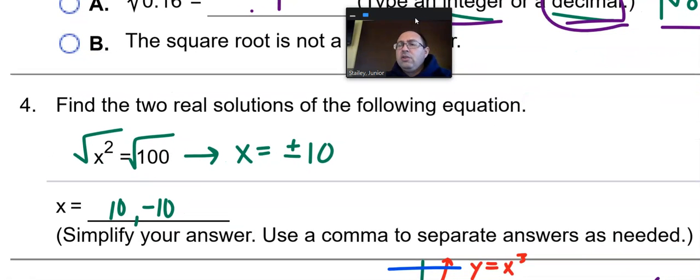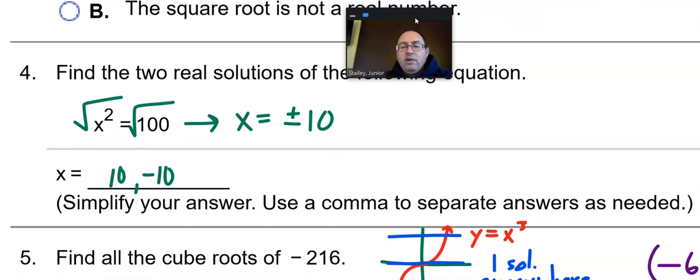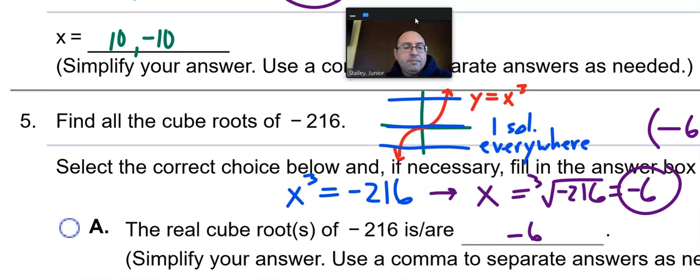Okay, same thing here. Find the two real solutions. Solve. Square root both sides. Get positive 10 and negative 10. Just don't forget, they want commas in between. Boy, if it were me, I would just want plus and minus 10, but not them. They want 10, comma, negative 10.